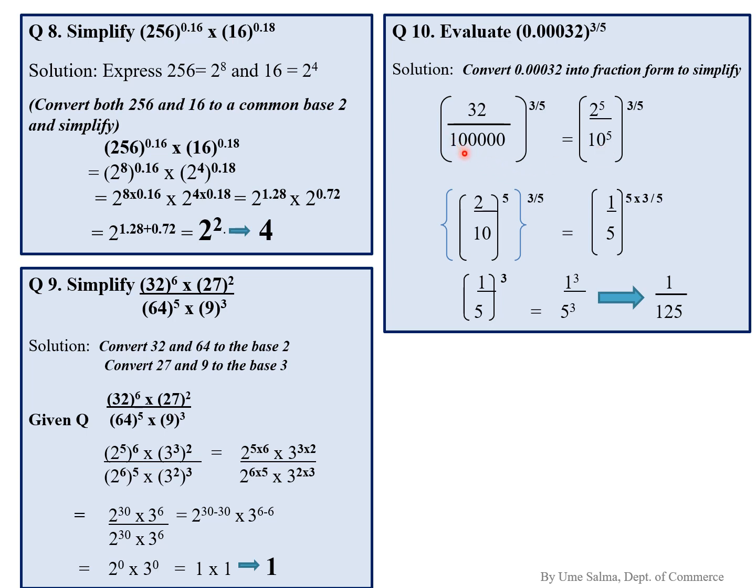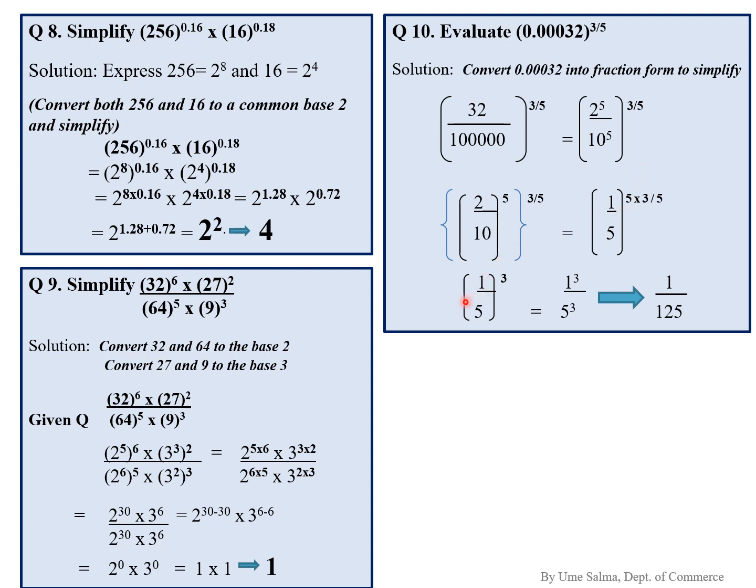As you have 5 zeros, you are going to write 10 to the power 5 and the whole is raised to the power 3 by 5, which will again come to 2 by 10 whole power 5, because you have common exponents here, so that is taken out of the bracket, and the final one 3 by 5 here. Now when you solve this 2 and 10, you arrive at 1 by 5, and this 5 into 3 by 5 will again be the product of the two exponents, and 5 and 5 will get cancelled and you will arrive at 1 by 5 to the power of 3.